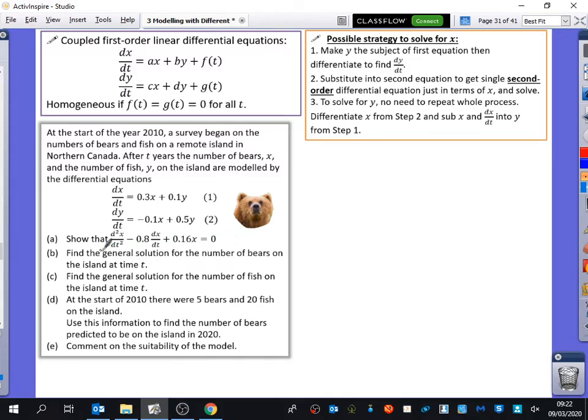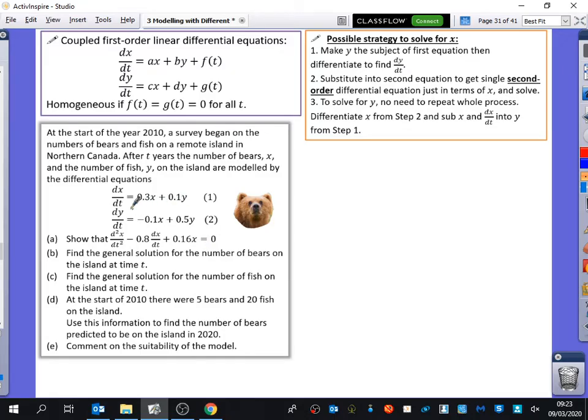Just tell me some obvious things that you notice about this differential equation. It's a second order differential equation. Tell me something else about it. It's a quadratic type thing, so we'll know how to solve that. But can you just tell me about the variables? It's equal to 0 as well, but what about the variables? They only have x, okay? So because it only has x, that means that we need to eliminate y, okay?